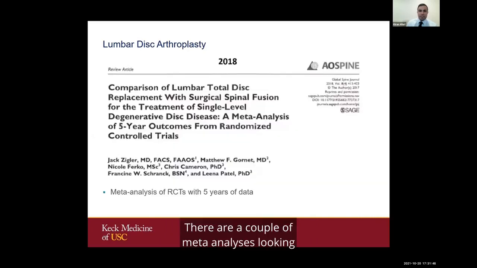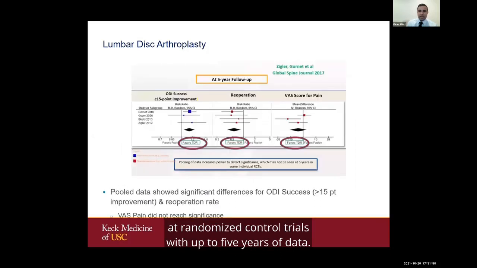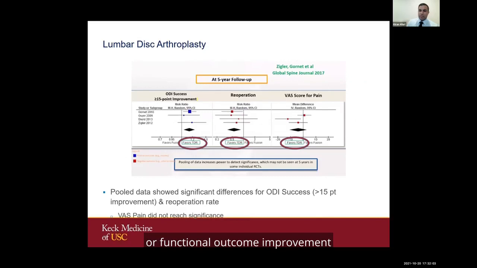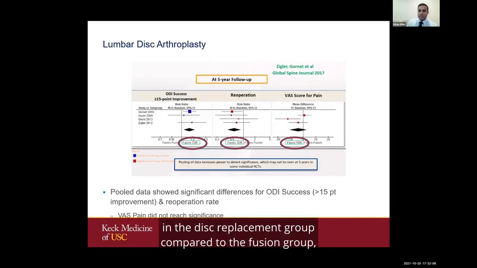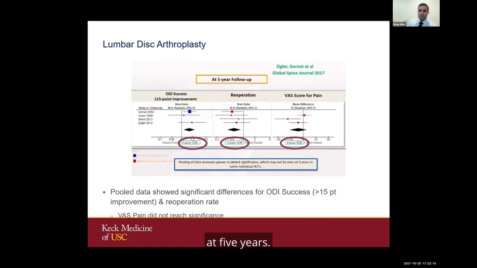There are a couple of meta-analyses looking at randomized controlled trials with up to 5 years of data. Basically, when you pool these initial IDE trials, there were 5 of them, the pooled data shows it does favor disc replacement in terms of ODI, or functional outcome improvement, compared to fusion. Pain scores also tend to be less in the disc replacement group compared to the fusion group, but these don't typically reach statistical significance at 5 years.